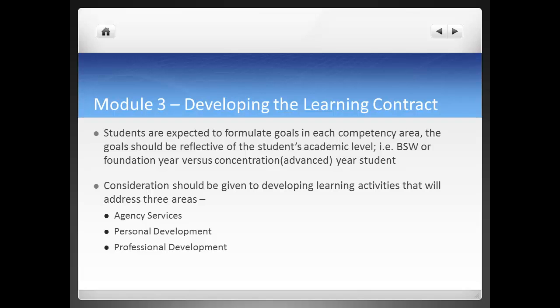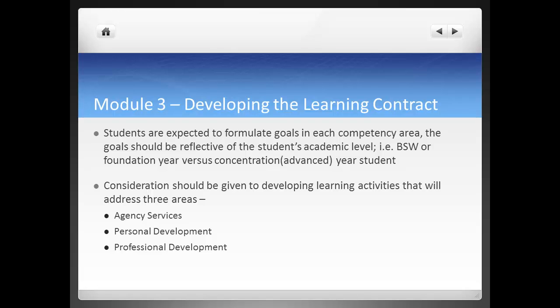There are 3 areas that you can consider as you look at activities to include in a learning contract: agency services, personal development, and professional development. With each competency area, the student is expected to list specific goals, ways they'll achieve them, and describe how learning in this area will be evaluated.